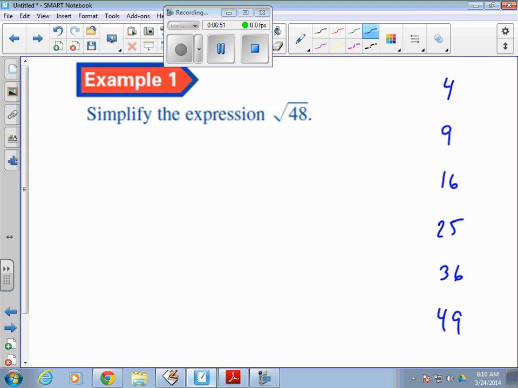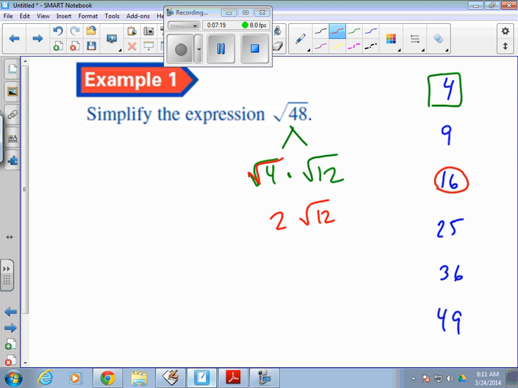Now we know, or most of us probably know, that 16 is the best number to use. It's the larger one. It's the greatest factor that goes into it. But let's say you didn't realize that right away, and instead of using 16, you use 4. Can you multiply 4 by something to get 48? Sure you can. The square root of 4 multiplies by the square root of 12. So you have the square root of 4 times the square root of 12. We know that when we simplify what times itself is 4, we get 2 times the square root of 12.